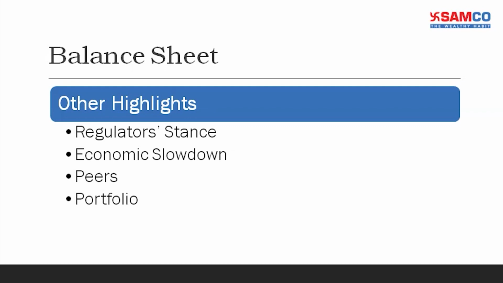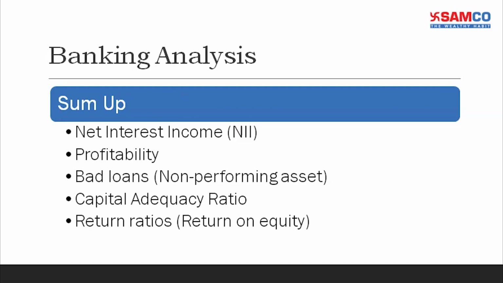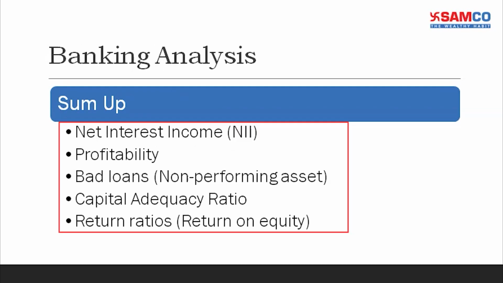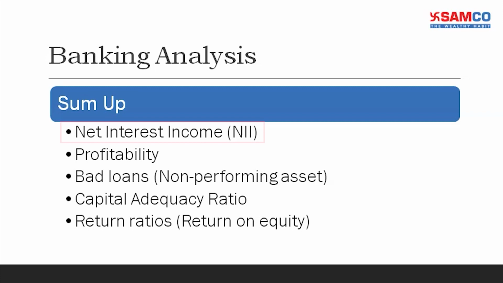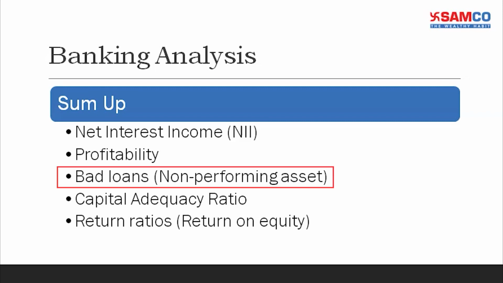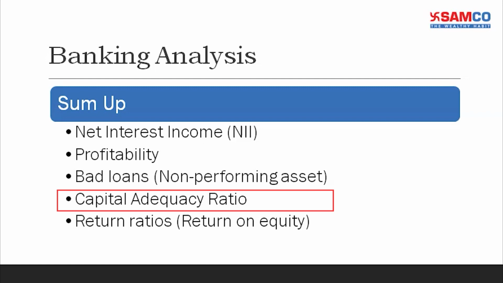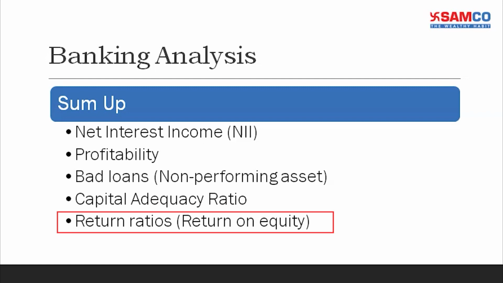And friends, if I sum up, it is very important to check all the above parameters while investing your hard-earned money in any banking stock. The major ones being trends of NII, profitability, trends of bad loan formation, which now you know is called NPA, and of course lastly capital adequacy ratio and return ratios, the major one being return on equity of the bank.